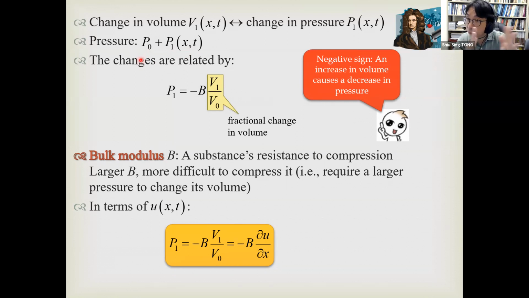But when the air molecules are moving, you have different u at different positions, then there will be a change in volume of the air column. You have V1, then you have a change in pressure P1.